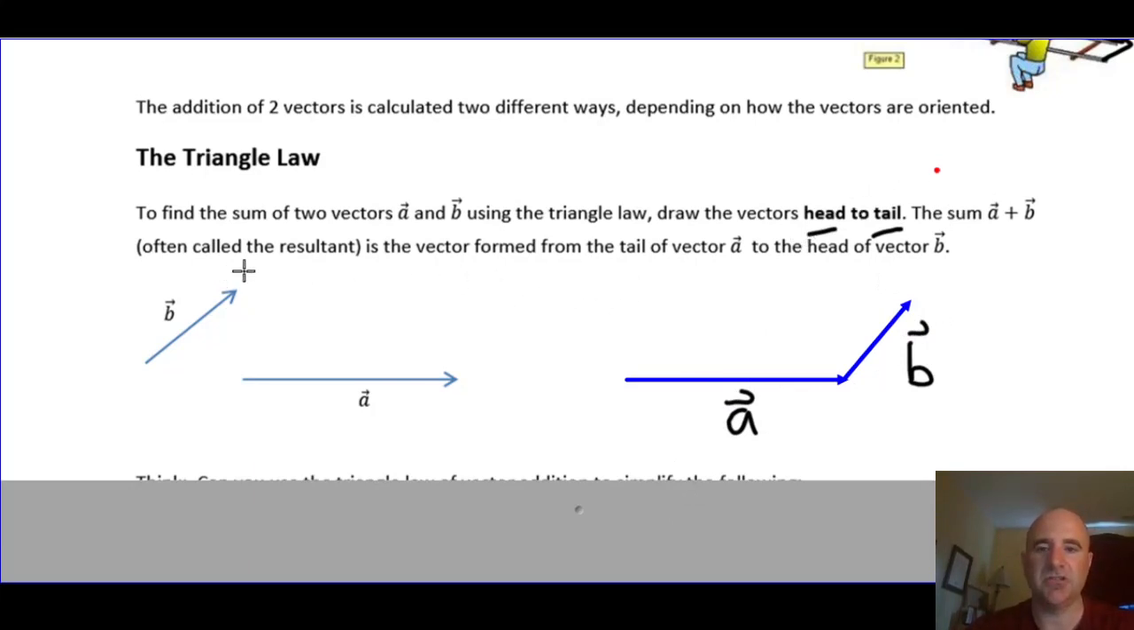Now the instructions here say that A plus B is the vector formed from the tail of vector A to the head of vector B. So that is this vector right here. And there is A plus B.